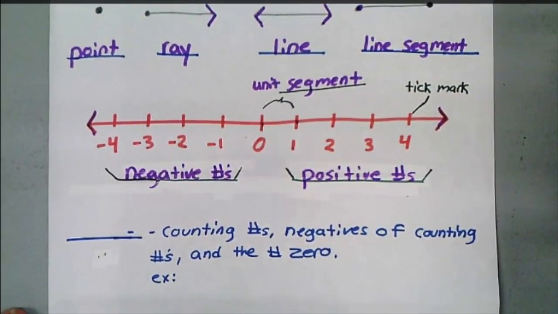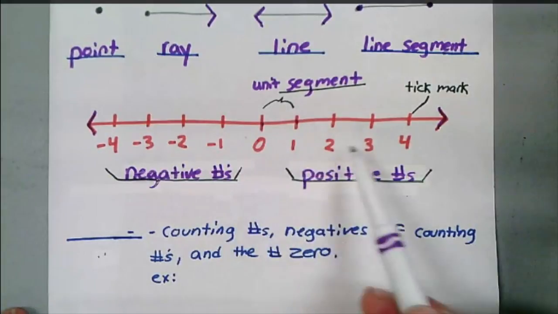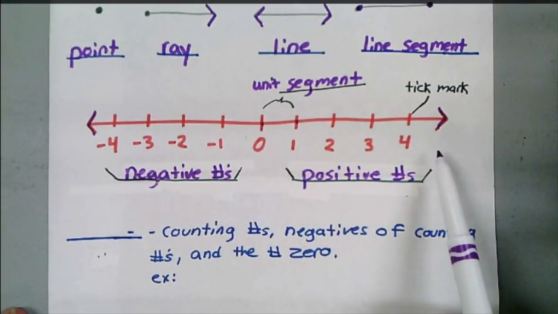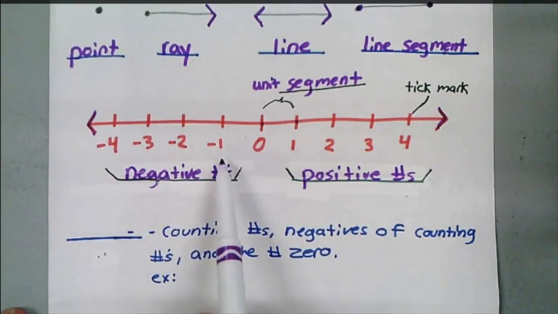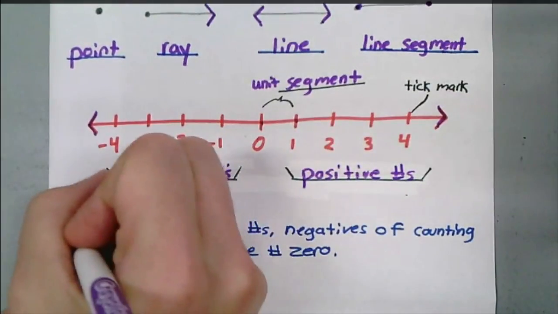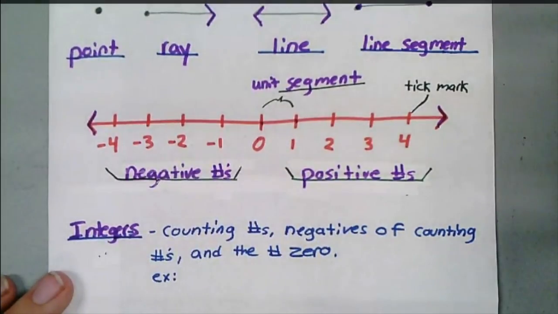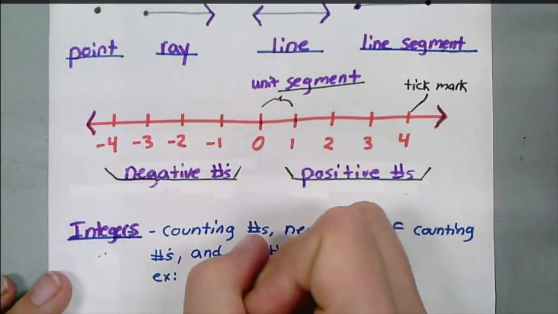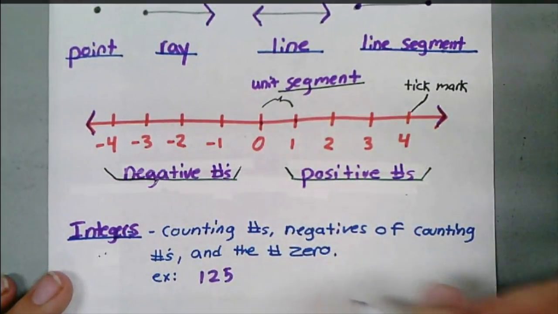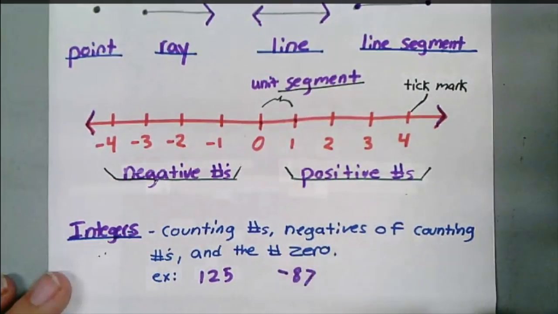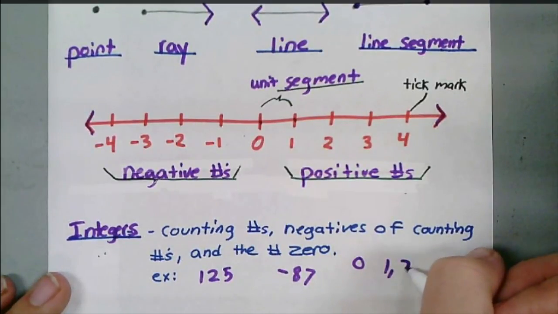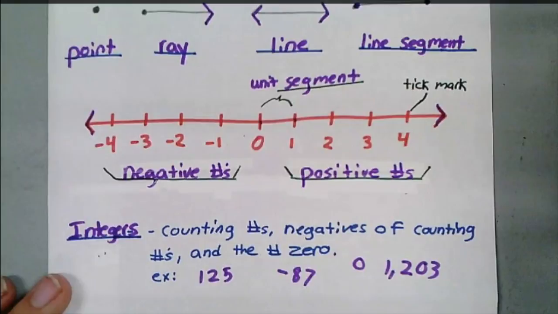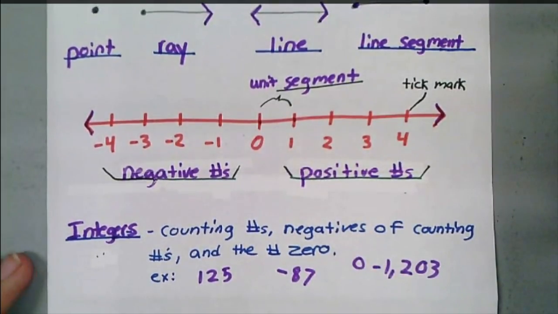Okay. So what we call all of these numbers that we see, the counting numbers, which are 1, 2, 3, 4, 5, 6, 7, whatever, 0, and all the counting numbers' opposites or their negative counterparts, all these numbers are called integers. Go ahead and write down some examples of integers. Here's some that I came up with. 125, -87, 0, 1,203. Let's make it a -1,203. All of those numbers are integers.